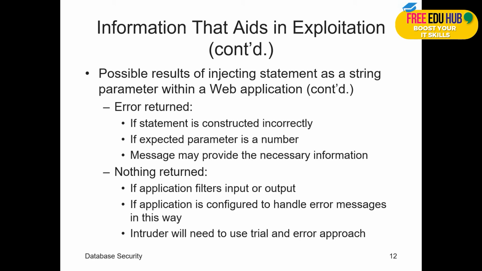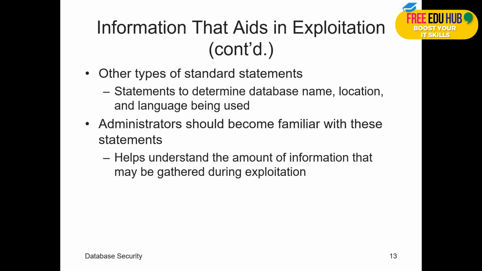If a statement is constructed incorrectly, or if the expected parameter is a number, a message may provide necessary information about the system which might expose the system to threats. If nothing is returned, the application filters input and output. If the application is configured to handle error messages in this way, the intruder will need to use a trial and error approach till he gets the information which he is looking for.